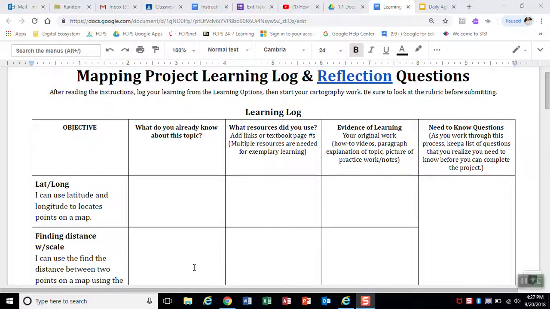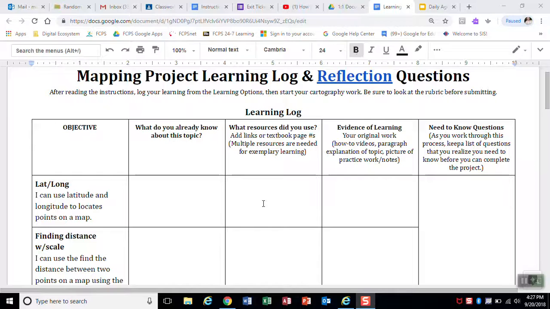The second column here, you're putting in the resources that you're using. At this point, hopefully, you're using more than one resource, because for topographic maps, you probably don't know that much yet, so you need to use more than one resource. The more you read, the more videos you watch, the more you look at the textbook, the more you're going to learn. That's the way it works.